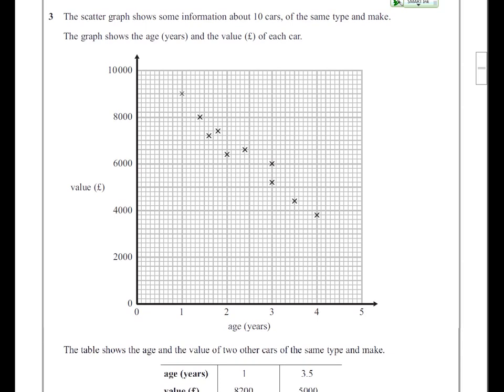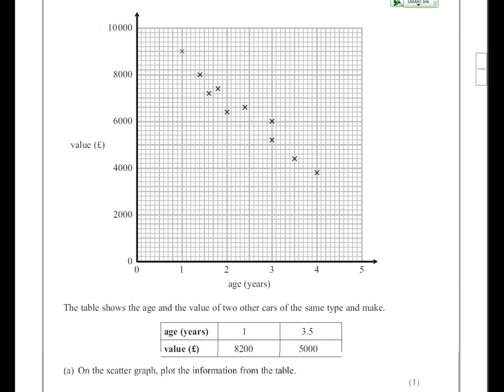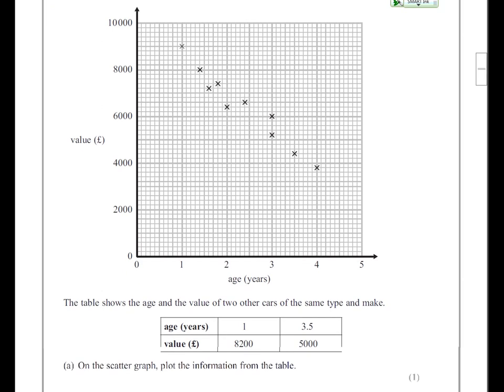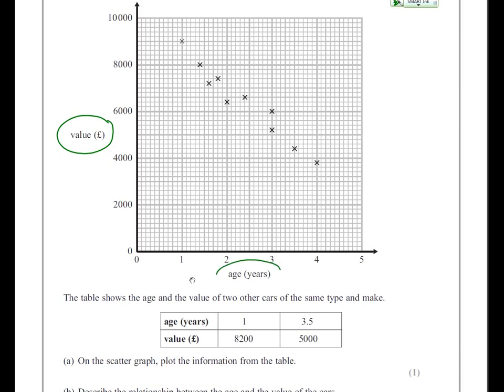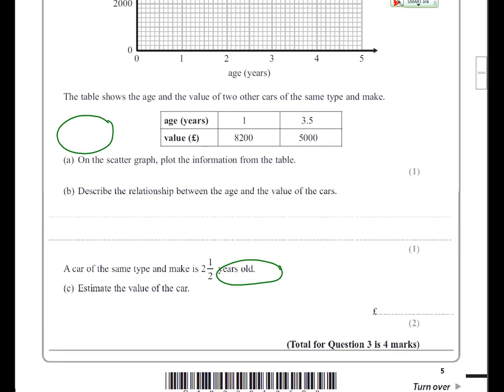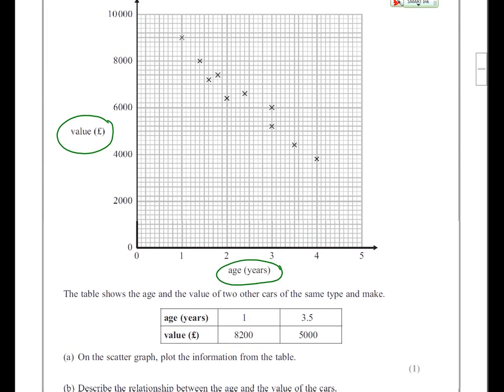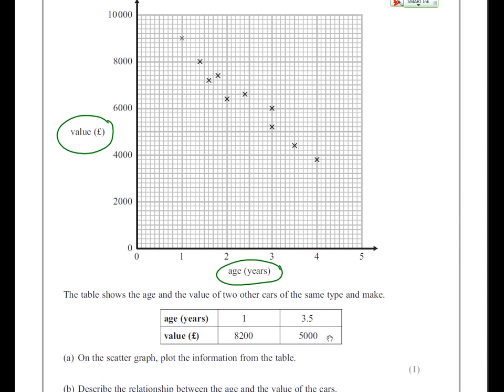Question 3, we have a scatter graph showing information about 10 cars. They're the same type and model and make of car. The graph shows the age in years. You can see the age going across the bottom and the value of each car. So the value is here on the y-axis. The age in years is on the x-axis. Now, let me guess, it's going to ask about the pattern. Yeah, in a minute, describe a relationship and an estimation. It's a standard question on scatter graphs. So, do not miss this question out.